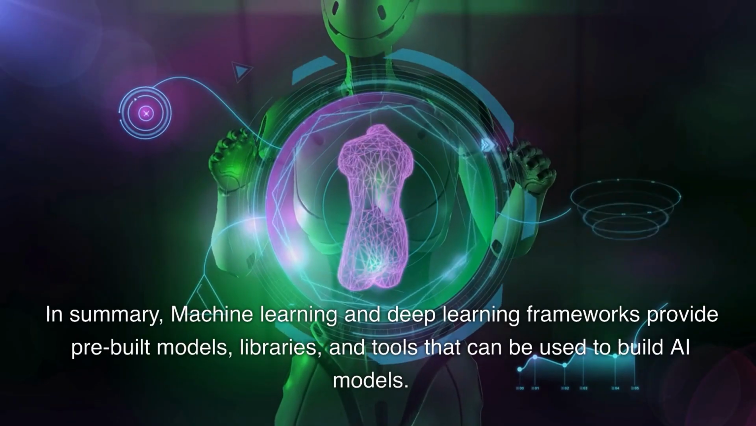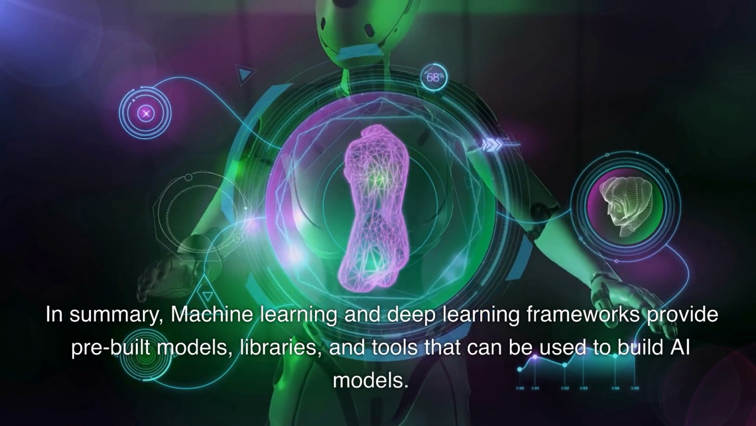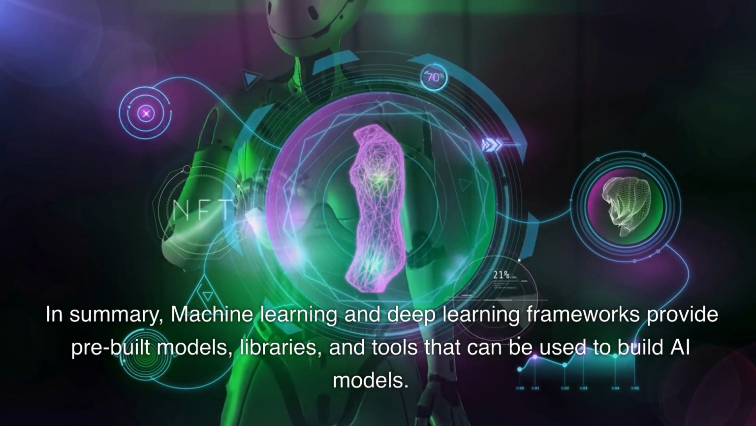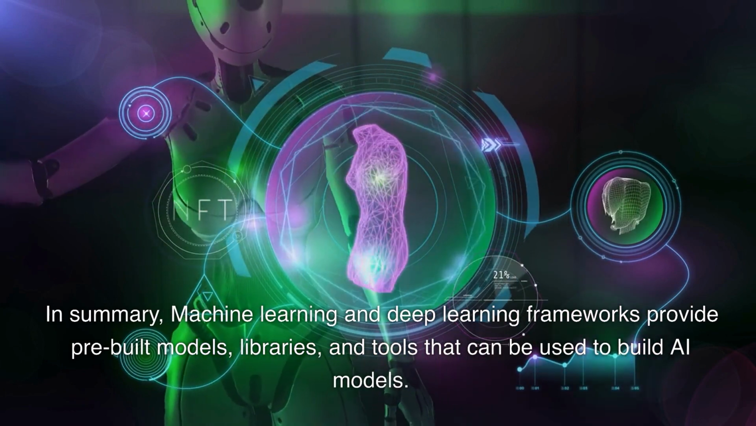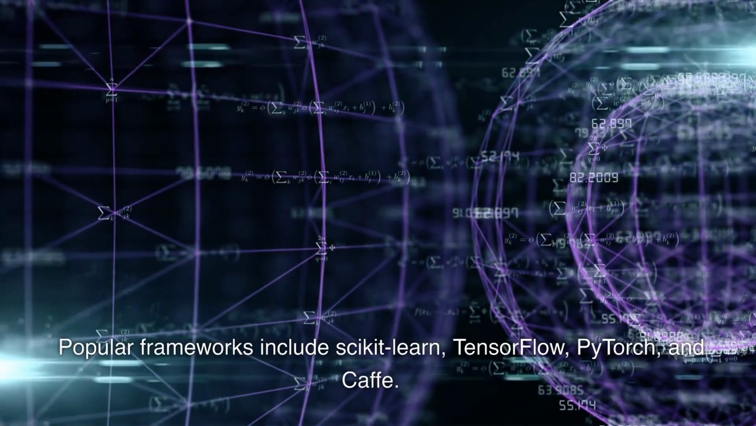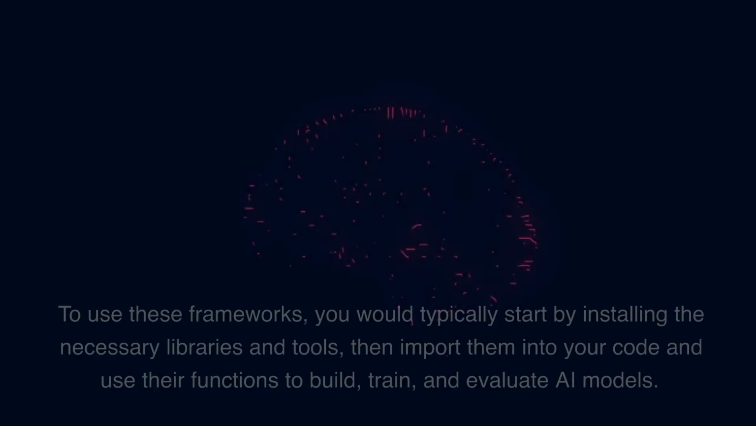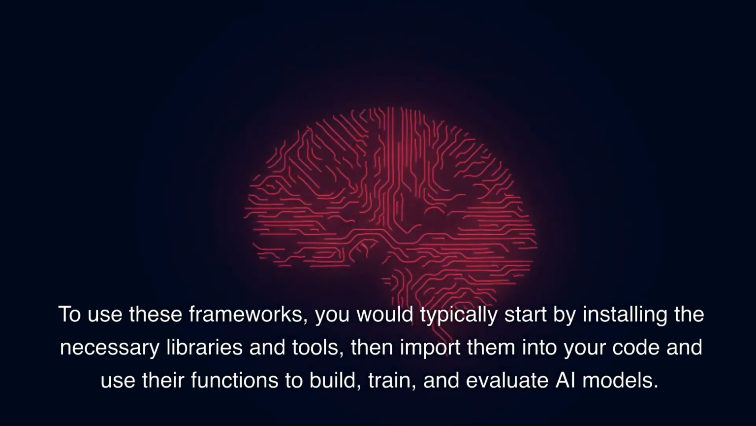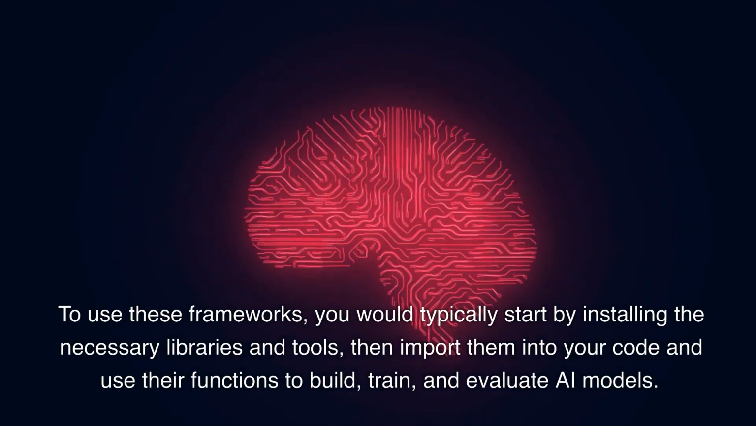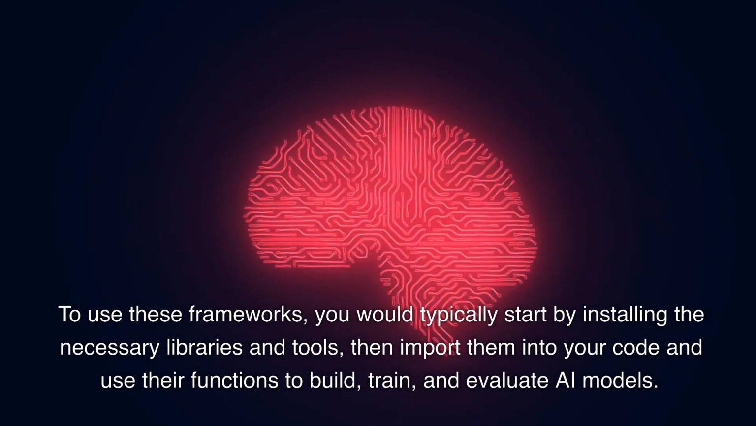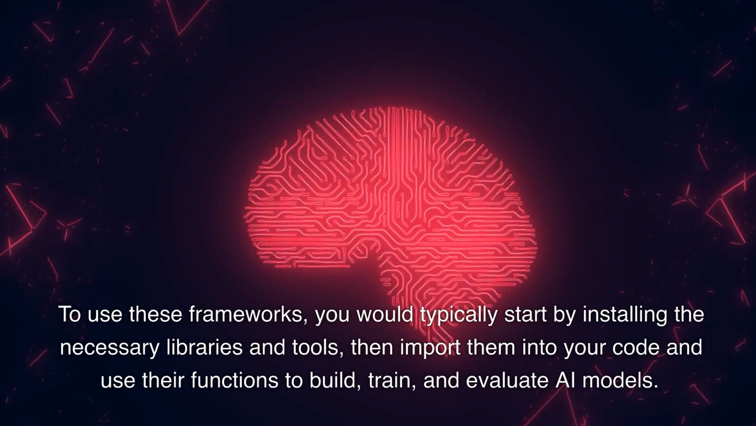In summary, machine learning and deep learning frameworks provide pre-built models, libraries, and tools that can be used to build AI models. Popular frameworks include scikit-learn, TensorFlow, PyTorch, and Caffe. To use these frameworks, you would typically start by installing the necessary libraries and tools, then import them into your code and use their functions to build, train, and evaluate AI models.